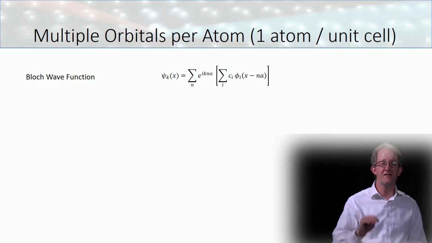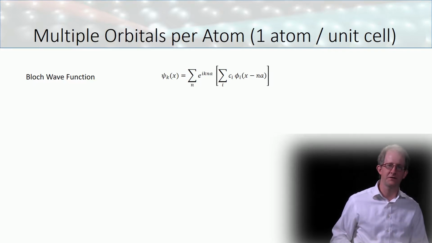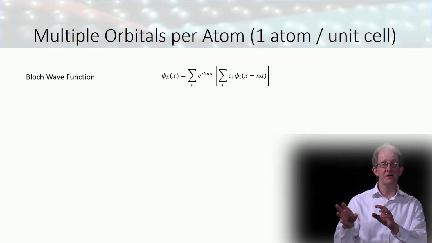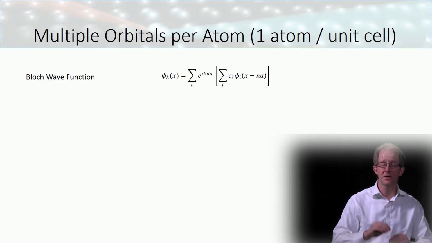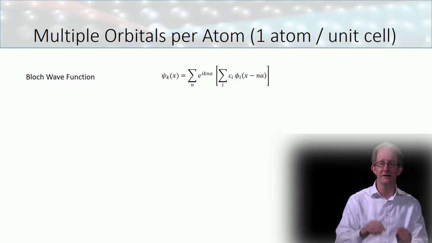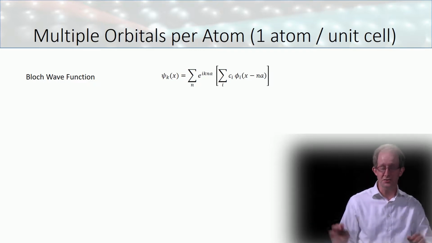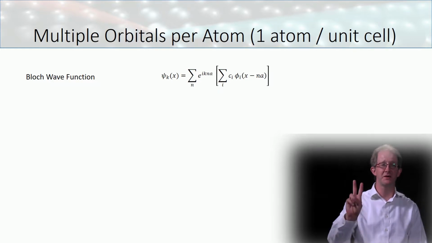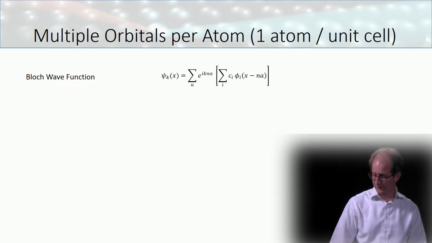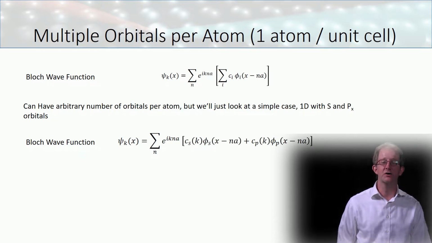But now we're going to have i orbitals. So we might have i equal to 1, 2, 3, 4, etc. And we're going to have varying amounts of those orbitals in our wave function. So we're going to write that as some complex coefficient c sub i times phi sub i. All right, so that's the general formula. In this video, we're going to show explicitly what happens when we just have two orbitals per unit cell. So we're going to make a very simple system. And in fact, we're going to look at just s orbitals and px orbitals.